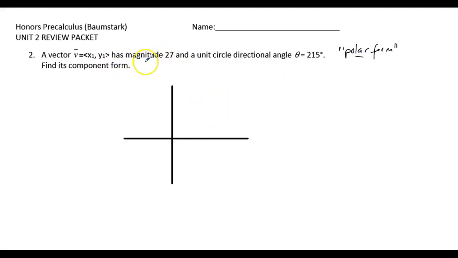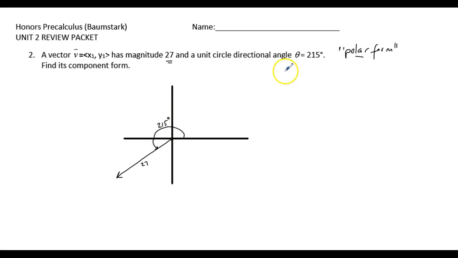So here, let's just sketch out this vector. We want to find the component form of this vector that's got magnitude, or length, 27, and a unit circle directional angle of 215. So first of all, let's find the angle here. We've got to go 215, that's 180 plus another bit here. So it's 215 degrees all the way around, and then I'm going to go ahead and sketch in the length of that vector, and we know that it's 27.